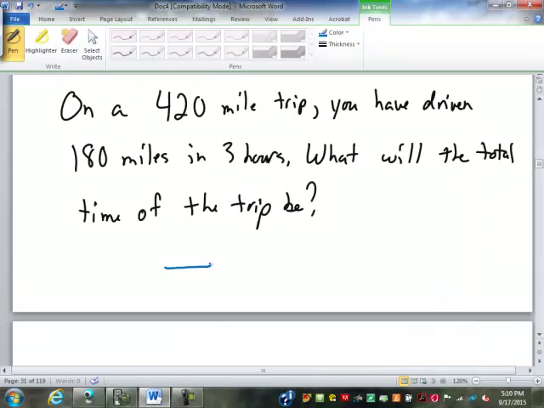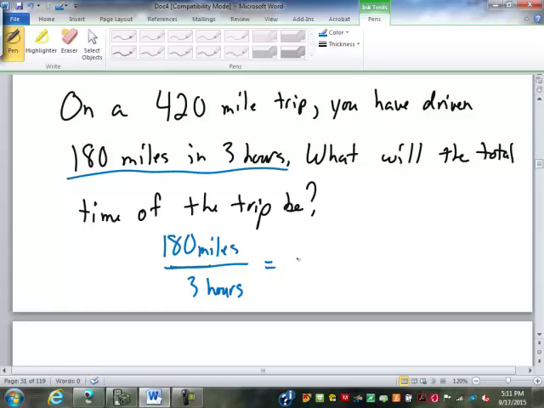So similar to our last example, we have part of the whole here, which is the 180 miles in 3 hours. And again, it doesn't matter whether the 180 miles goes on top or the 3 hours goes on top. I'm used to time being on bottom, so I'm going to do 180 miles over 3 hours. On the other side, all that tells me now is that miles have to go on top and hours on bottom because they have to line up.